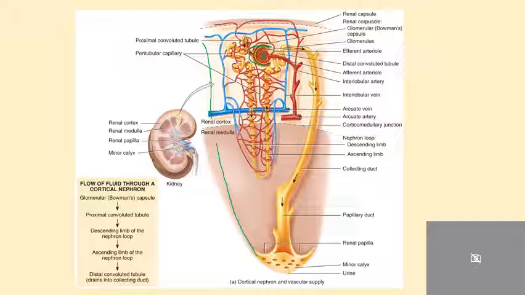The glomerulus and the glomerular capsule both occur in the cortex, as does the proximal convoluted tubule. In this nephron, the loop of the nephron dips into the medulla, and then the distal convoluted tubule is back up in the cortex. And we join the collecting duct. The collecting duct descends deep through the medulla to the renal papilla. The renal papilla is where that newly formed urine drains into the minor calyx, which drains into a major calyx into the renal pelvis.